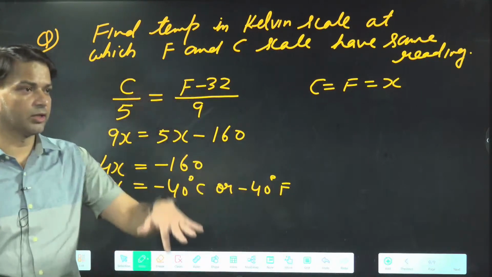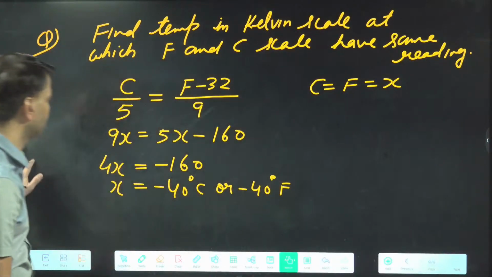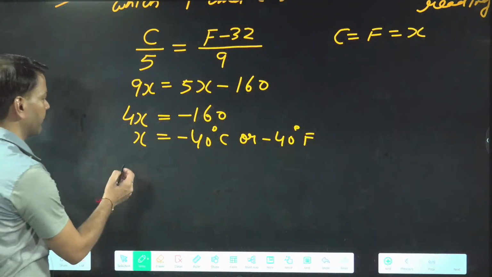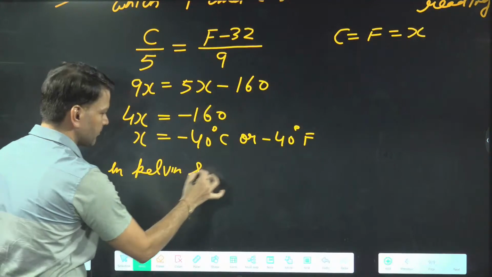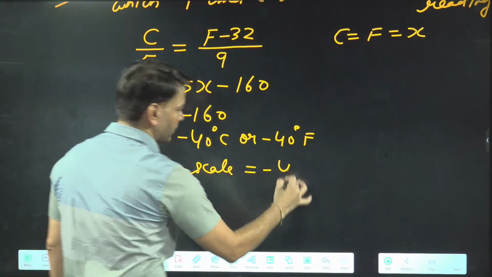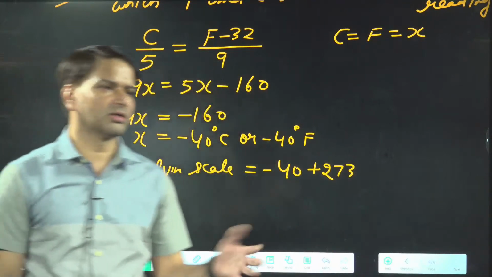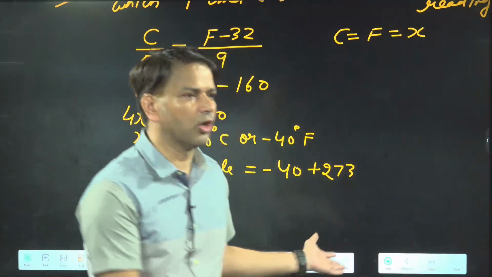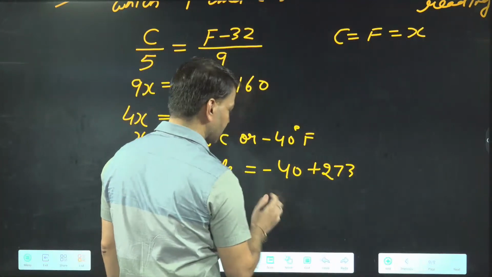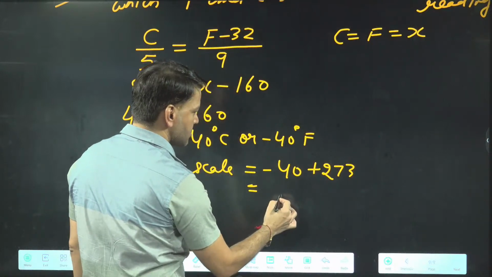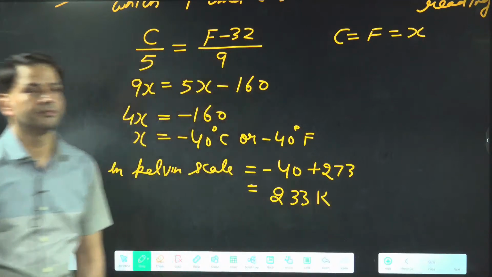But that we have to convert into the Kelvin scale. When you convert into the Kelvin scale, you have to add 273.15. So in Kelvin scale, minus 40 plus 273. But in the numerical problem, we ignore the 0.15, otherwise we can take according to the options. Then you will get 233 Kelvin.